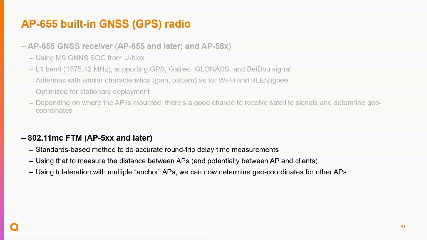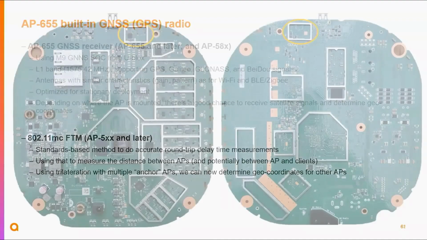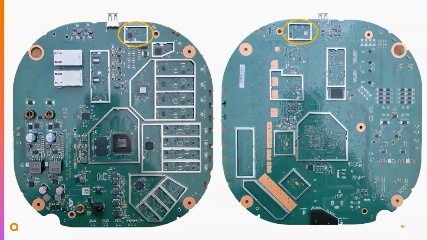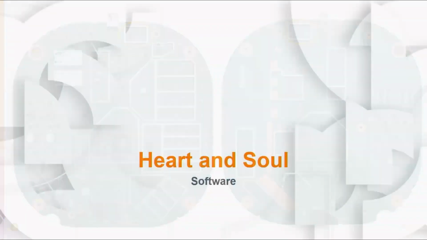If you do that with a couple of those anchor APs, you can trilaterate and you can determine the location of that other AP, and you can then propagate that. So over time, all the APs, ideally, would eventually know their location. That's the idea, and that's something that we're investing in quite a bit. GPS is just this little piece here, both sides of the board. So GPS is pretty simple, it's just one part, and an antenna, obviously.